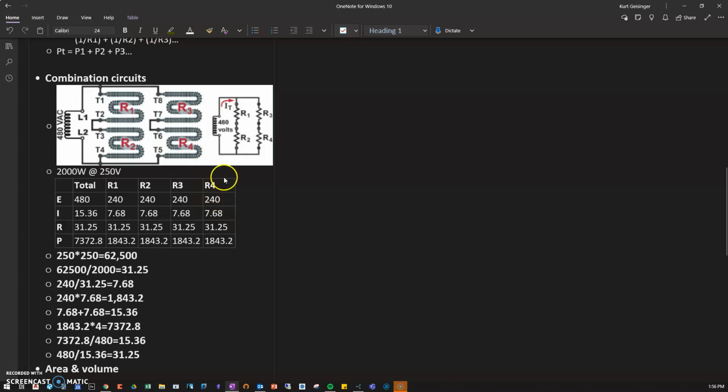So there you go, combination circuits. There's not a ton of them. There's 2 or 3 different scenarios, maybe 5 or 6 questions in total, but be on the lookout for those things.